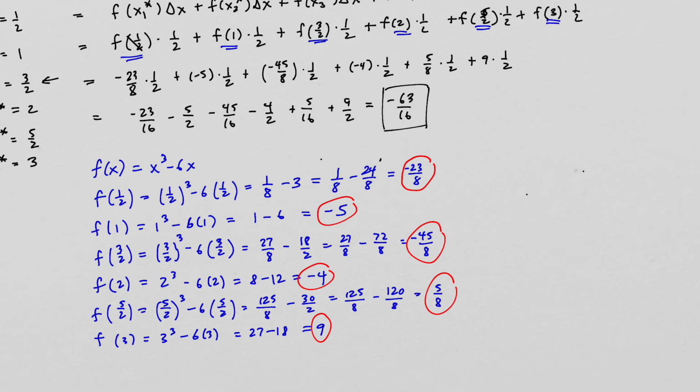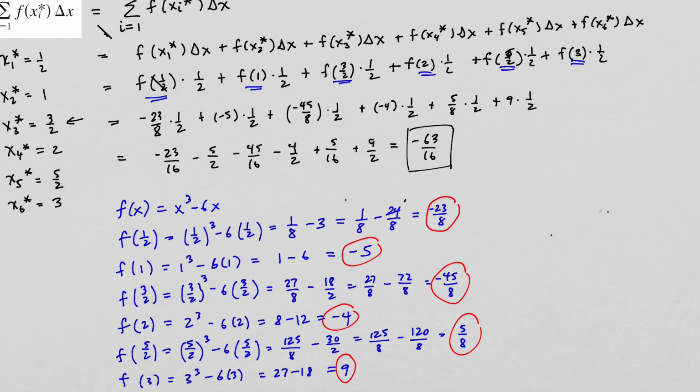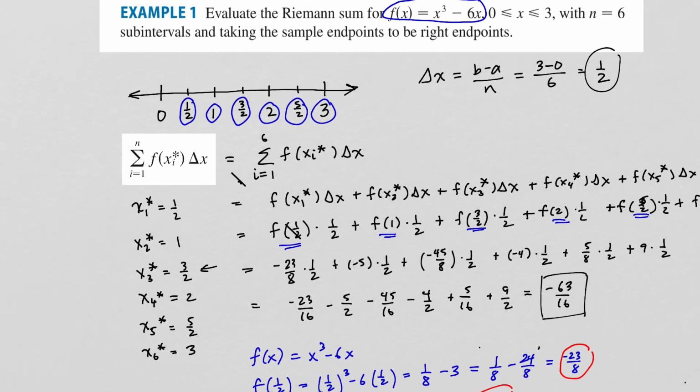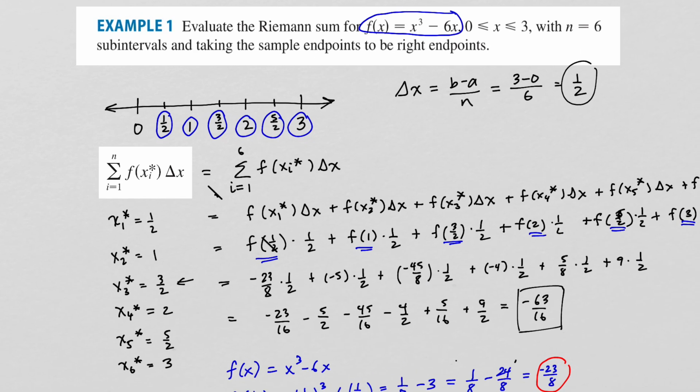Okay, so when we do all this work here, we end up getting negative 63 over 16. And this is the approximate area between the x-axis and the curve. Please keep in mind that any area below the x-axis would be counted as a negative area. So this definitely has some area below the x-axis. Now, you don't have to graph the function to be able to do this. That's what I wanted to prove here.